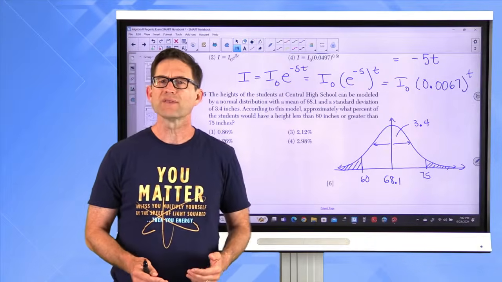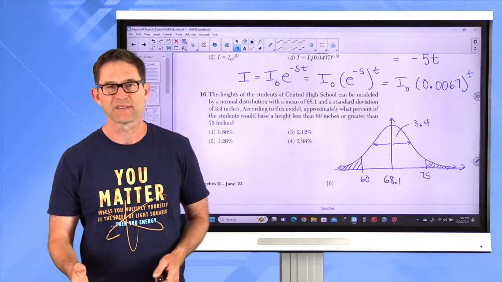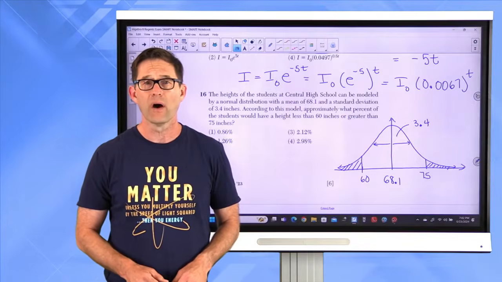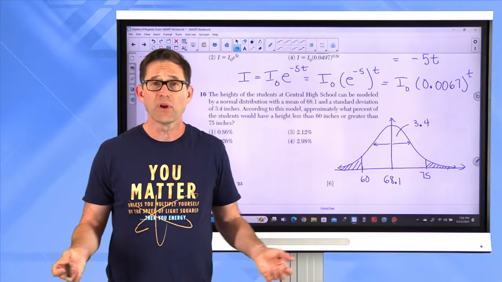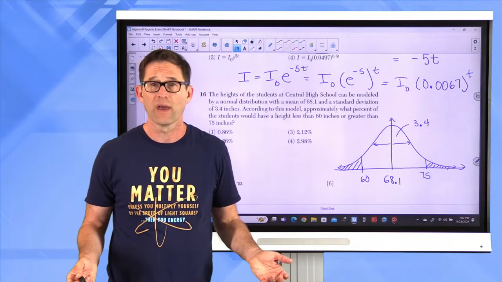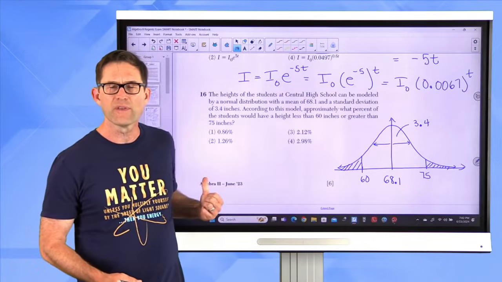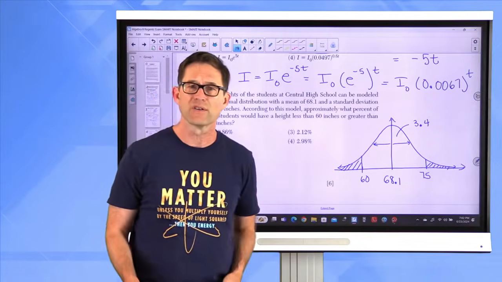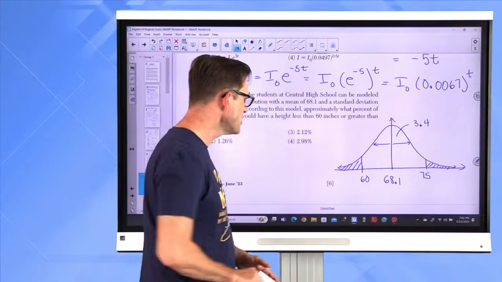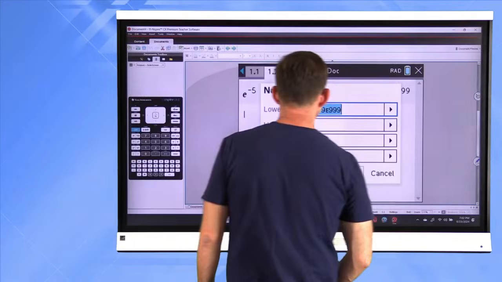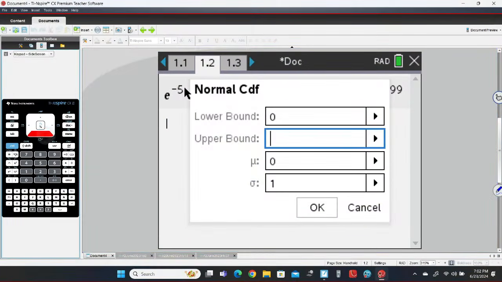So what do we put in as our lower bound? Well, these are heights, so we could just put a lower bound of a height of 0. You could also put in a height of -200. In theory, this extends forever in this direction, which is a little bit silly because these are a distribution of heights. But let's just do this really quick. As a lower bound, I'm going to put in 0. As an upper bound, I'm going to put in 60. My mean is 68.1, and my standard deviation is 3.4.